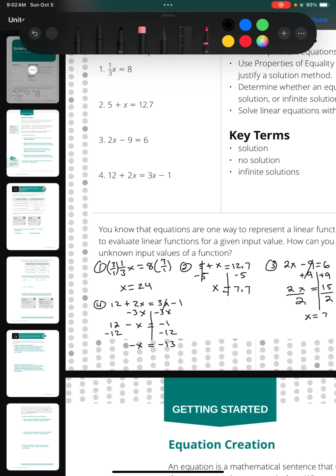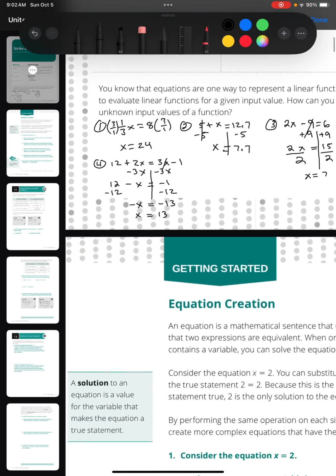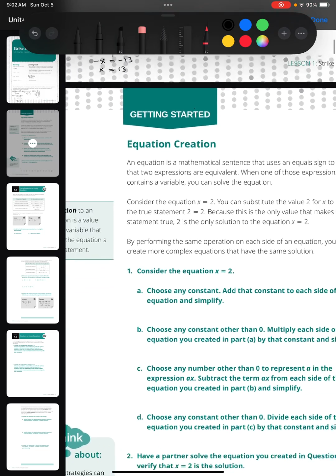Now, we don't want negative x, we want positive x. So we are going to need to change our signs, which is essentially dividing by negative 1. But if negative x equals negative 13, positive x is going to equal positive 13. All right, next page.